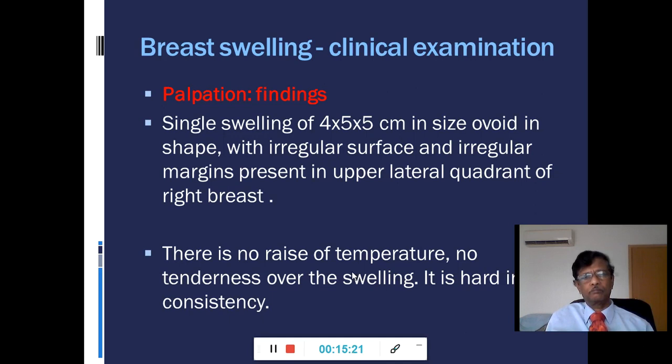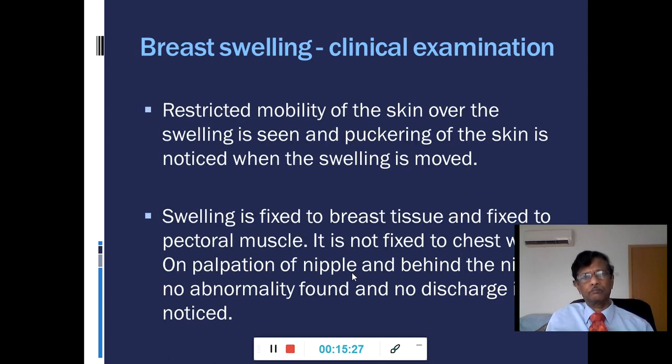There is no rise of temperature, no tenderness over the swelling. It is hard in consistency. Restricted mobility of the skin over the swelling is seen and puckering of the skin is noticed when the swelling is moved. Swelling is fixed to the breast tissue and fixed to the pectoral muscle. It is not fixed to the chest wall. On palpation of the nipple and behind the nipple, no abnormality found and no discharge is noticed.